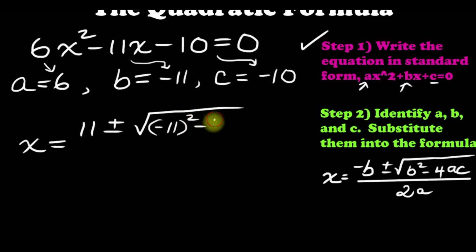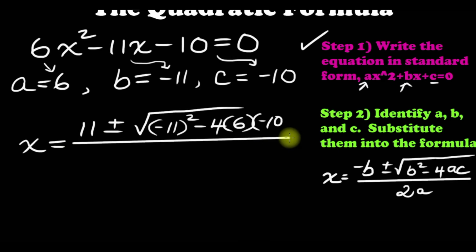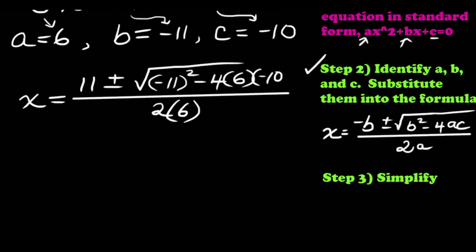And then minus 4 times A, which is 6, and then times C. C is negative 10. And that whole thing is all over 2 times A, so that's going to be 2 times 6. As you can see, we plugged the values of A, B, C into the quadratic formula. And then step 3 is to simplify. So we're going to simplify what we have up top.